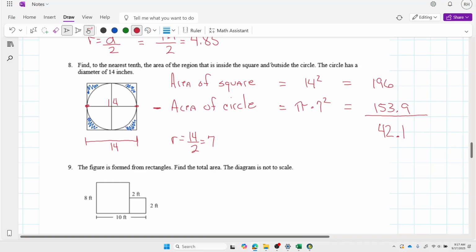And regions and squares. Okay, we're in inches again, so this is square inches. 42.1 square inches. Area of the square minus area of the circle gives you the area of the region between the square and the circle.